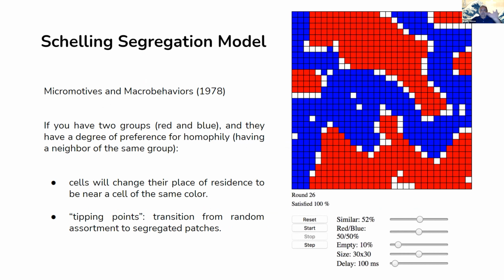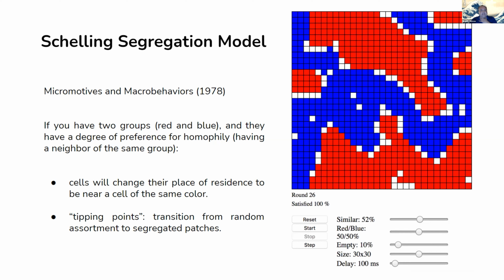So again, this is where you start out with a random initial condition and you end up with a segregated array. What's important, I think, about this model is not simply this emergence of order, but that there are these tipping points or transitions from random assortment to segregated patches. So it happens gradually, but there's some tipping point where this occurs. So how do we model this sort of thing?